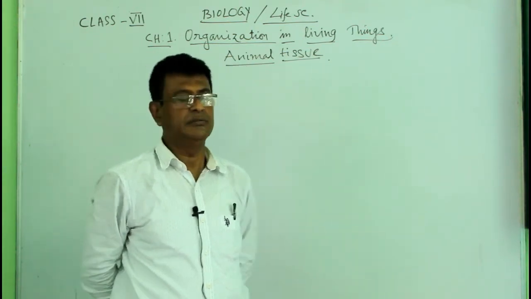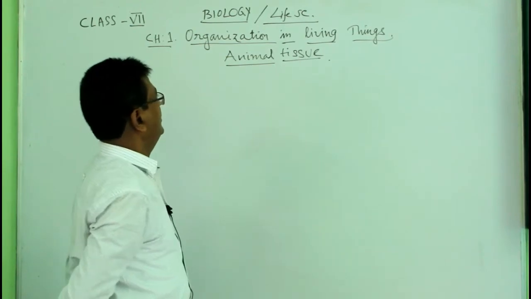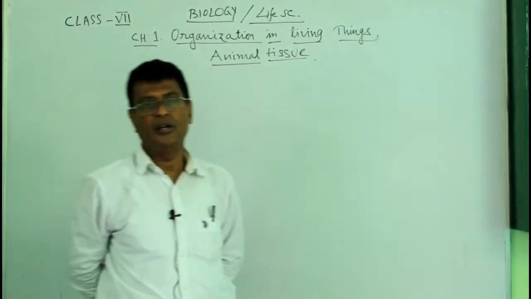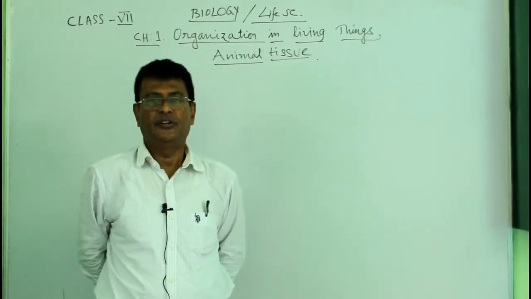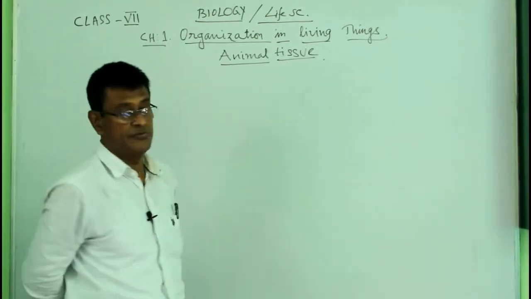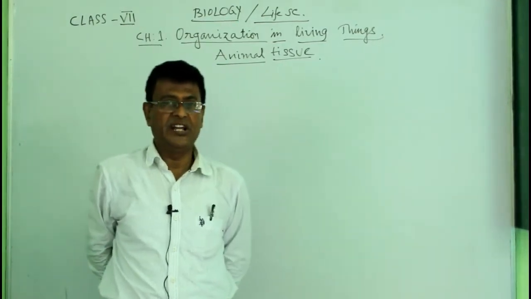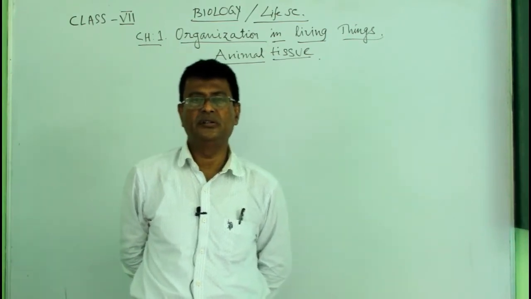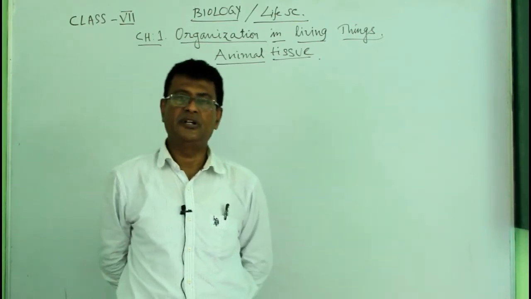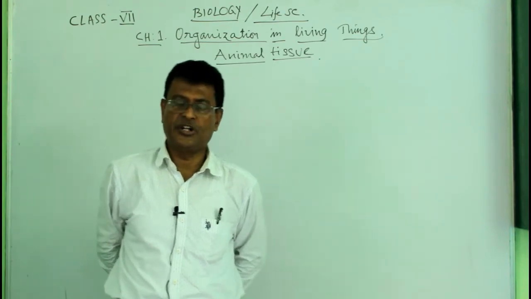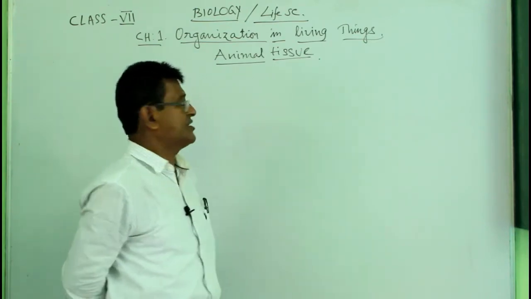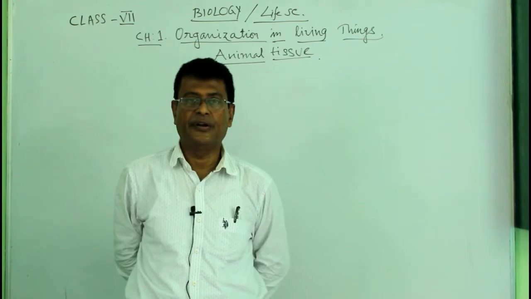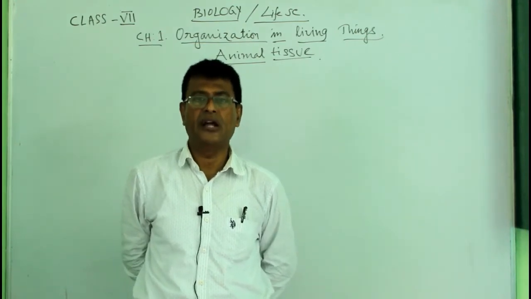Now class 7, we have the organization in living things today. Lecture 3 for animal tissue. In the first lecture, I discussed the introduction and the levels of organization. In chapter 2, lecture 2, we discussed the plant tissues. Now we have to discuss the animal tissues.